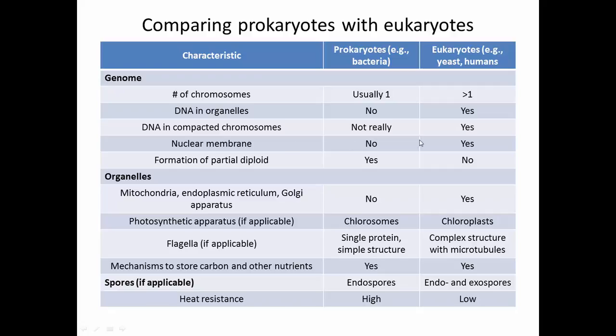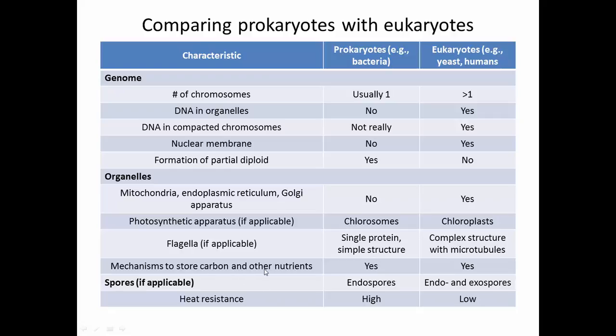There's no nuclear membrane in bacteria, and there's the formation of a partial diploid in bacteria, and I haven't really gone into that. But you can add some genes in duplicate or even triplicate if you wanted to in bacteria, but you don't have to add every gene back in triplicate. This doesn't necessarily happen in the eukaryotes. There aren't many organelles in prokaryotes. There are photosynthetic apparatus in photosynthetic prokaryotes, as well as in photosynthetic eukaryotes. Flagella are fairly simple in prokaryotes. They're much more complex in eukaryotes.